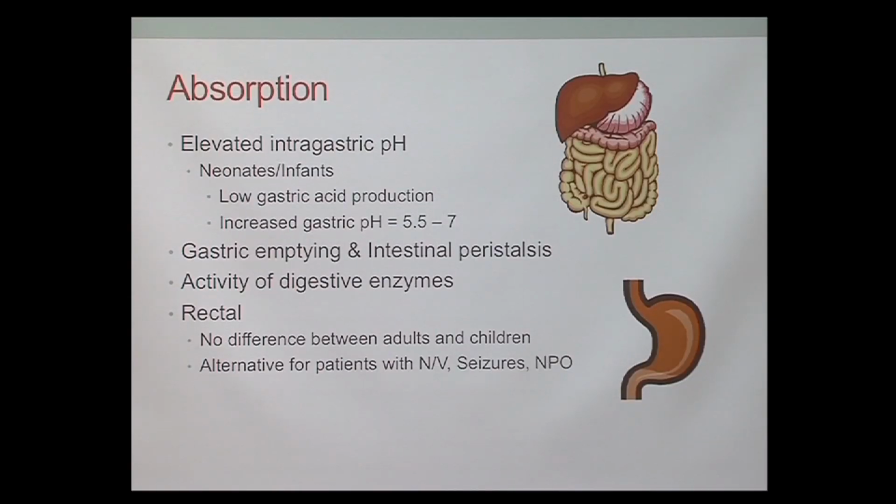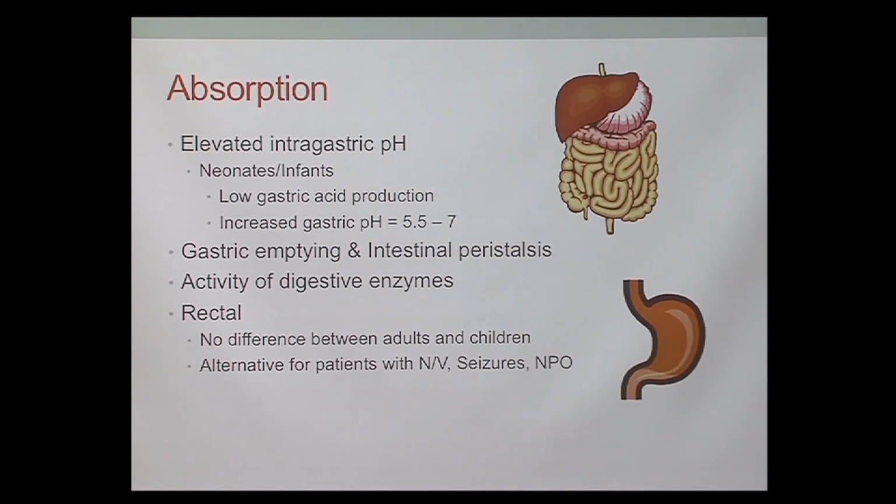And then by the time they get to be about 2 weeks, their gastric acid secretions have kicked in, and they start to basically bring the pH down to what you and I have in our stomach. When we look at gastric emptying and intestinal peristalsis, their gastric emptying time is much slower. They have a reduced gastric emptying time along with that increased gastric pH and decreased pancreatic enzyme function, which means that absorption of medicines is going to be delayed in this age group.